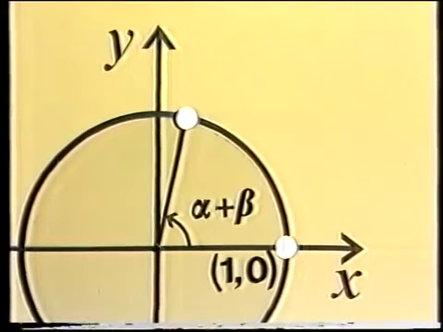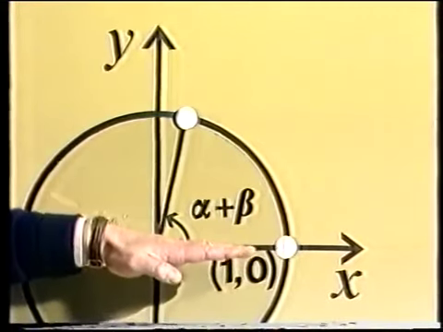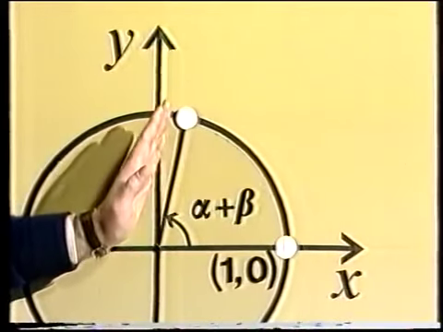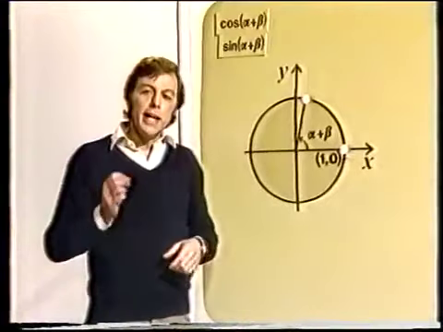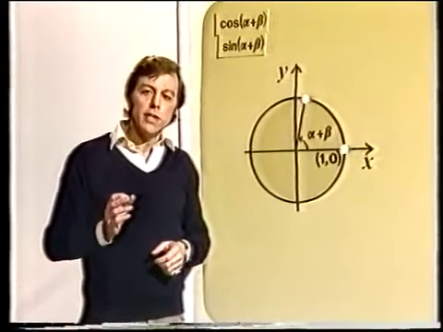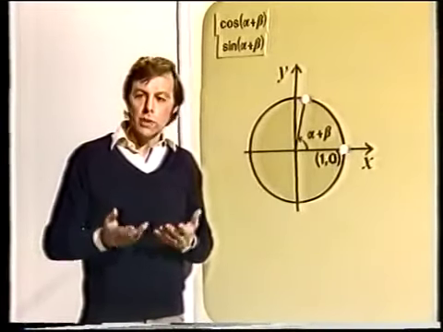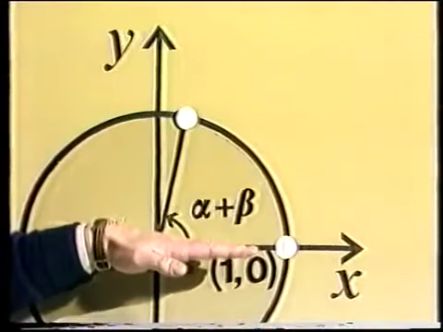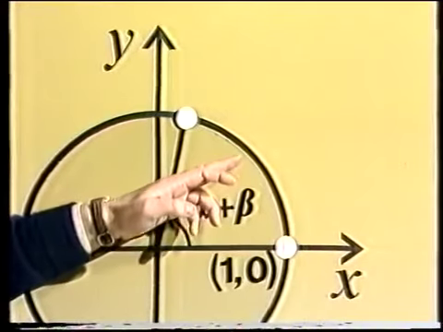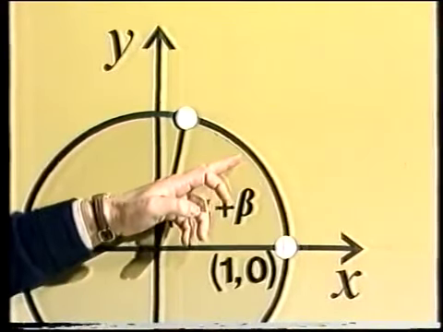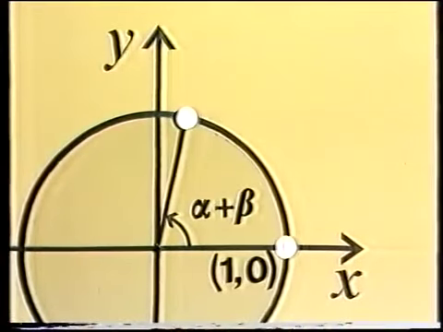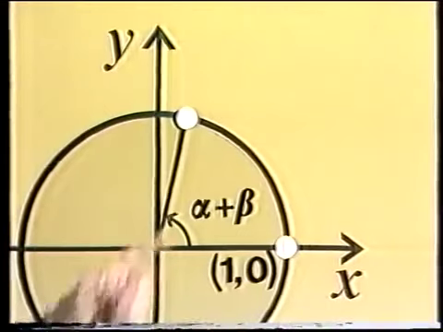But we can think of a rotation through alpha plus beta as made up of two parts. Firstly, a rotation through alpha, which is followed by a rotation through beta. Now, that simple idea of two successive rotations is the key to finding formulas for cos alpha plus beta and sine alpha plus beta. When we rotate 1, 0 through alpha, we get to here, and then when we rotate this point through beta, the point moves on to where we want it. And that will give us different expressions for the coordinates of this point.